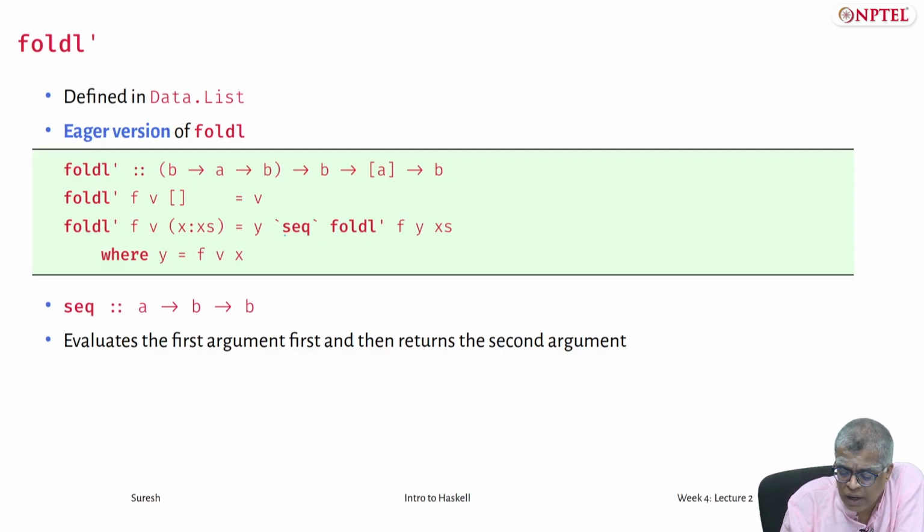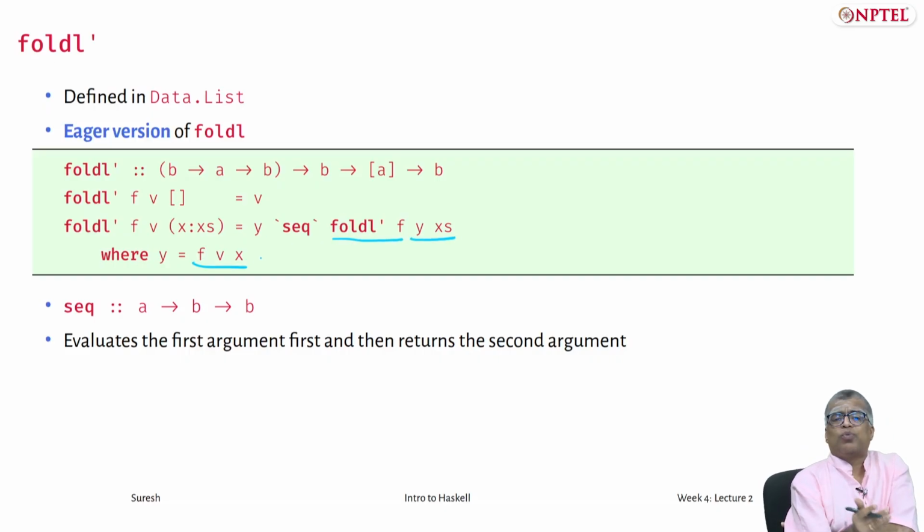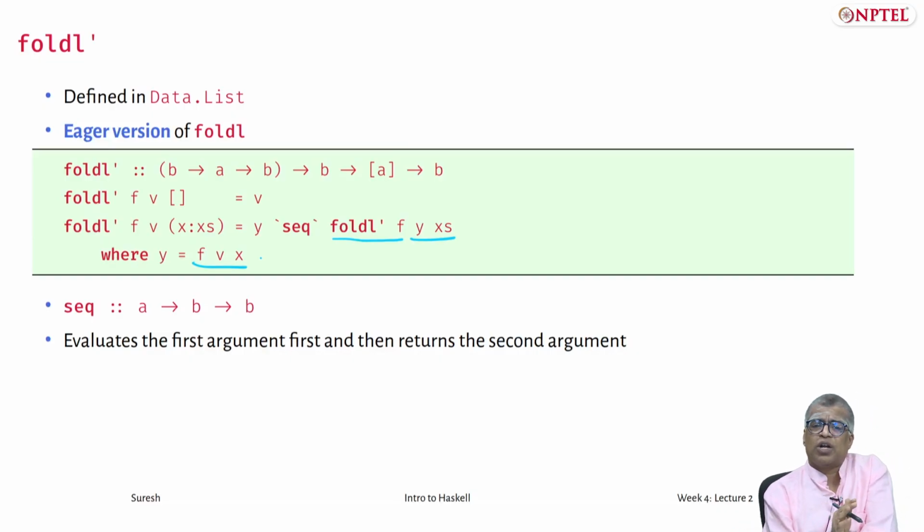Notice here that seq has two arguments, one is f v x and the other is foldl' f y xs, where y is just f v x. So it first evaluates y, simplifies it to some expression, and then uses that in the second argument which it evaluates. So evaluate the first argument and then go ahead and evaluate the second argument. In case the second argument uses the first argument inside it, then you will use the simplified value. That is the point of seq. All you need to know is that instead of foldl, it would be better to use foldl'.